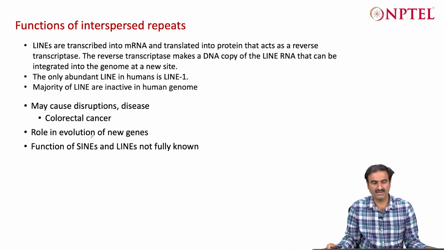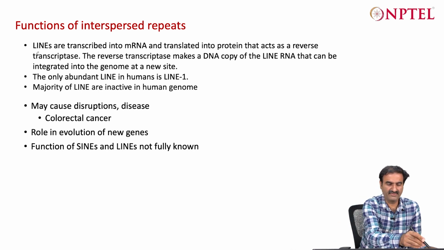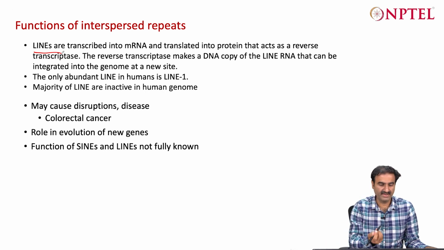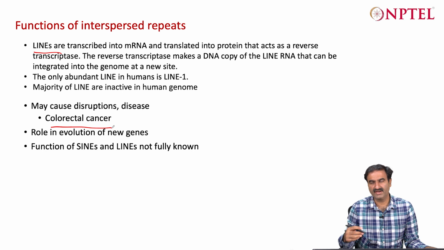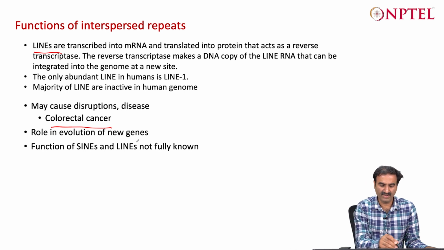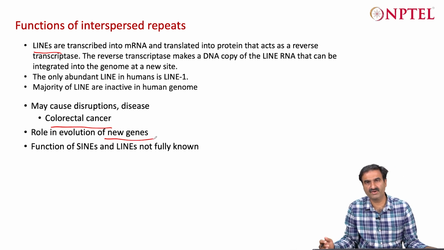So we have also already talked about LINEs, which are repeats that make copies of themselves and get inserted in various places and may disrupt function, right. For example, in colorectal cancer, they get inserted into an important gene and disrupt its function and may lead to cancer. Okay. They also lead to the evolution of new genes because of their random insertions.